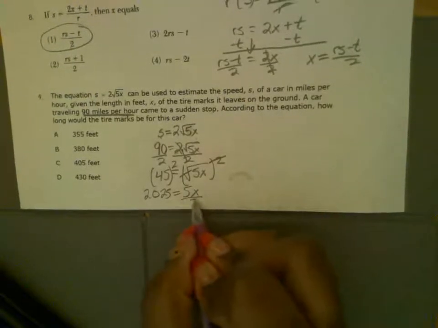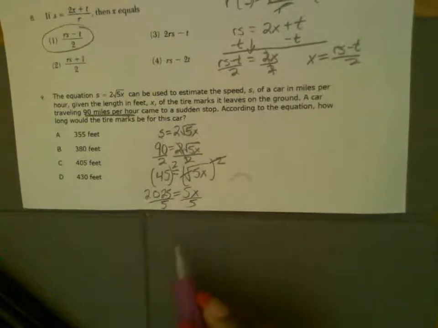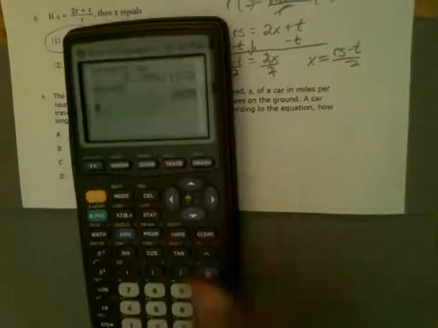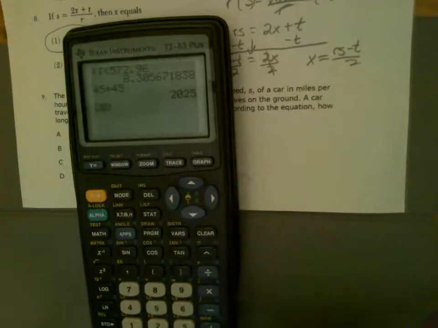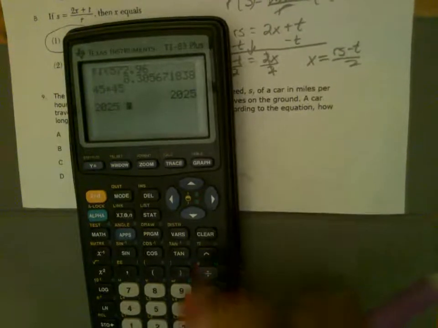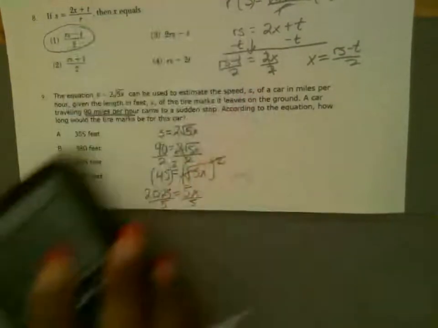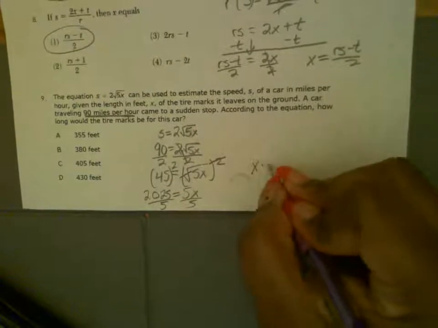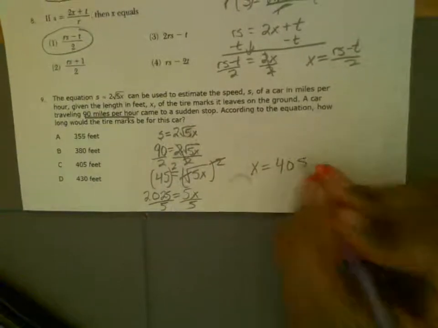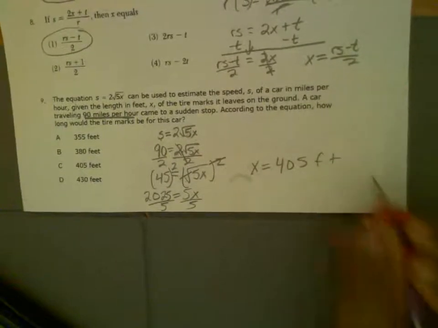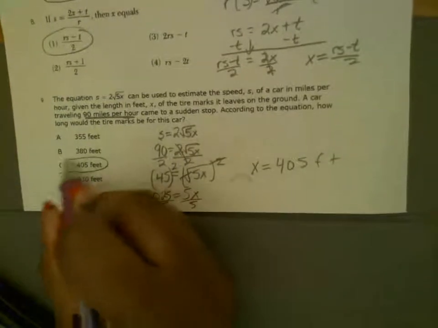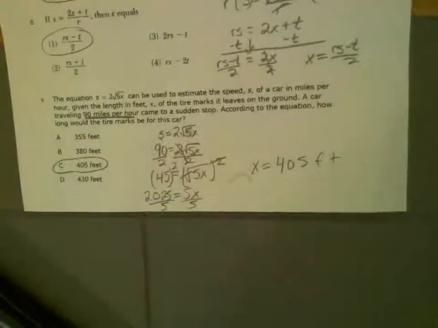So now we're going to divide both sides by 5 to get x by itself. So this is 2025 divided by 5, and that gives us 405. So x is equal to 405 feet. So 405 feet is C. So C is going to be our answer.